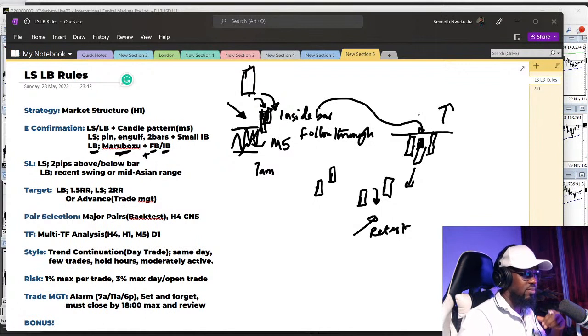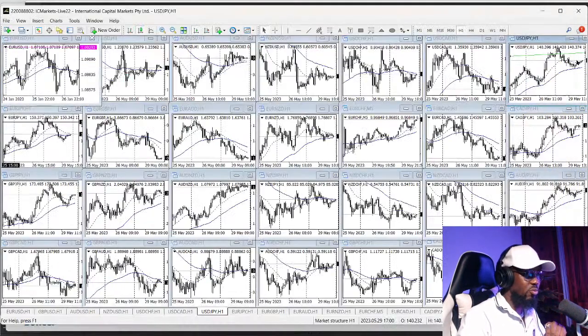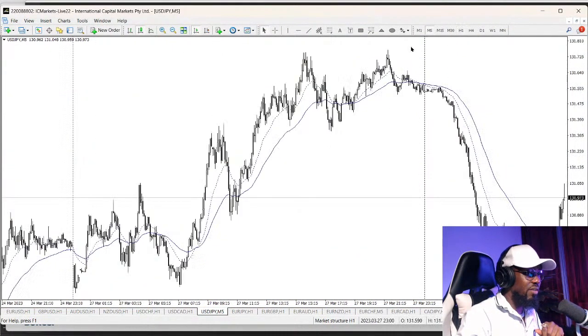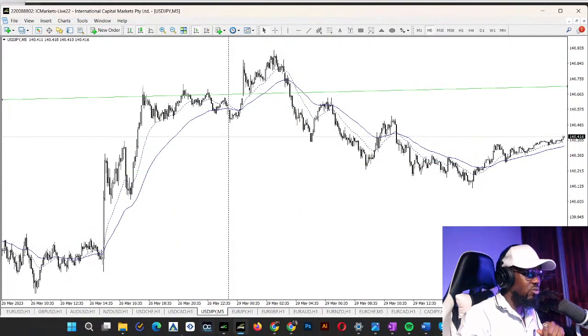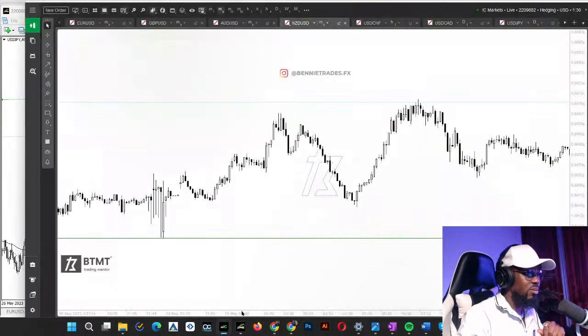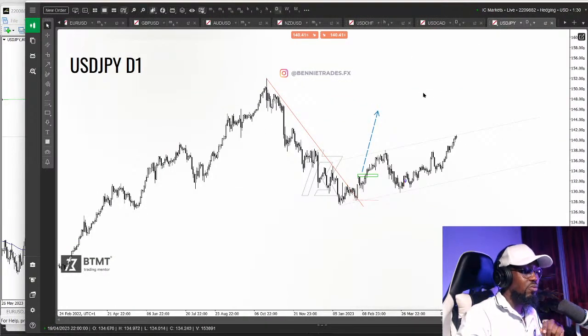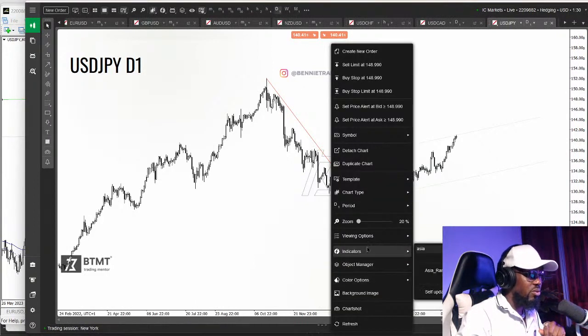Let me go to the chart. Okay, so I want to assume that you understand the entries for the breakout. So let's see if we can find breakouts real quick. This market is going up, so the condition is favorable. We go to 5 minutes. I have to use my C trader because I have the software there.